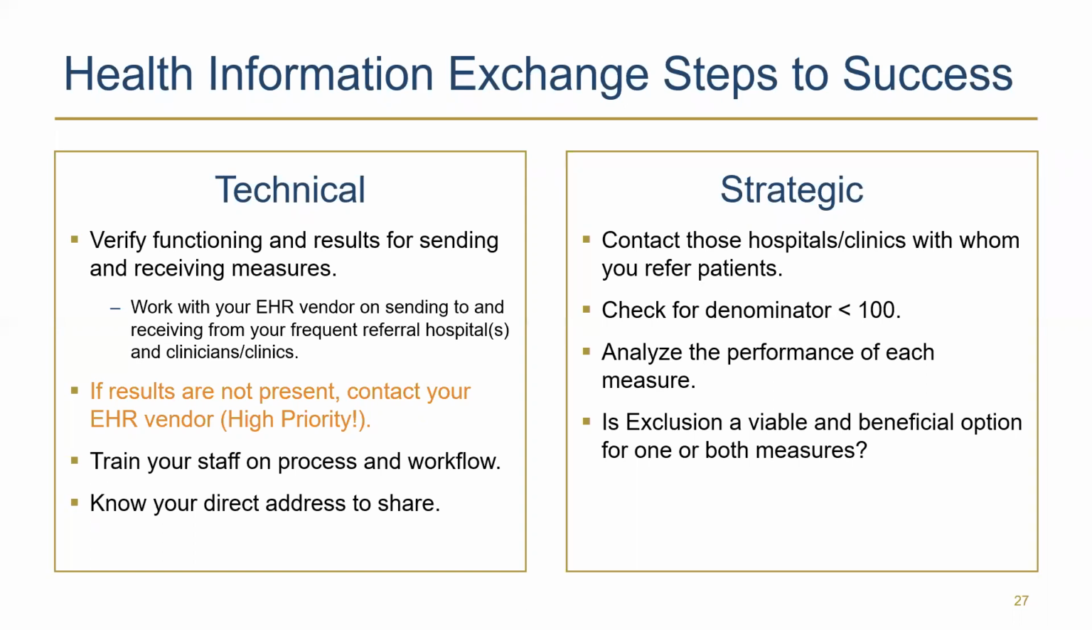Is an exclusion a viable or beneficial option for either of these measures? You can ask these questions. Is the sending information measure performance better than the receiving, or is it the opposite? If you are performing well for sending information but not on the receiving information, remember that if you meet the exclusion of less than 100, then the 20 points from the receiving health information can transfer to sending information. This would allow you to concentrate efforts on improving the score for the one sending health information measure reweighted to 40 points.